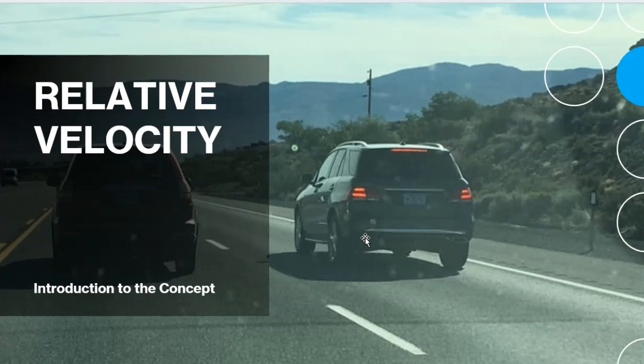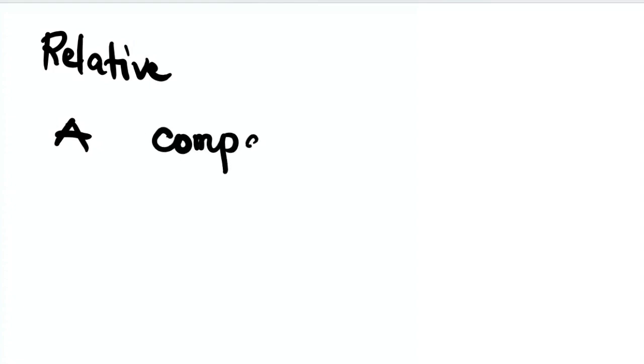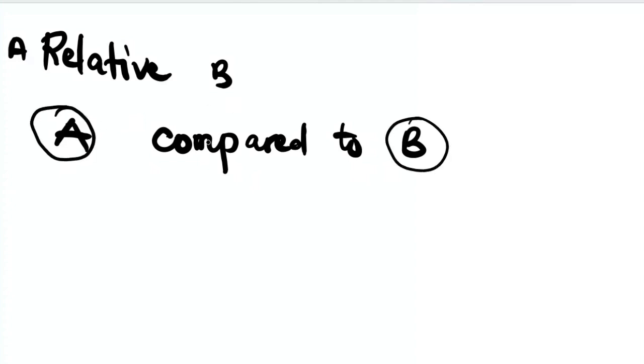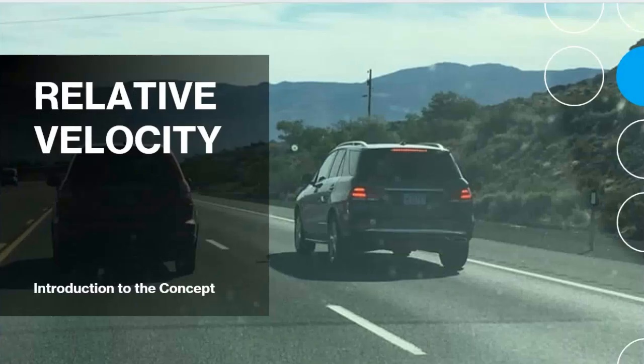Whenever they say something is relative, not your family relative, right? When they say something is relative to something, you say A relative to B, it's like A compared to B. So if I say A relative to B, you just say A compared to B, or A as seen by B, or A with reference to B. So when we are talking about relative velocity, it's just the velocity between two or more objects, especially when these two objects are usually moving.